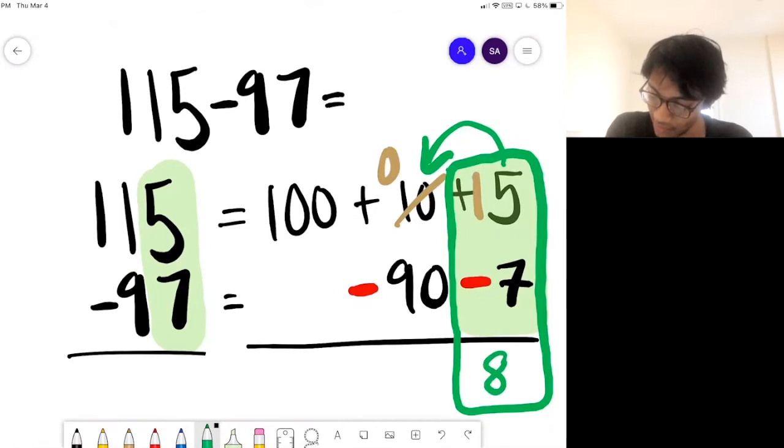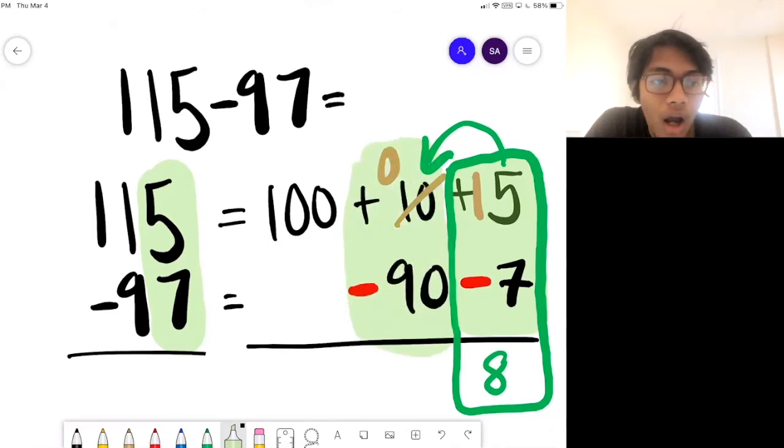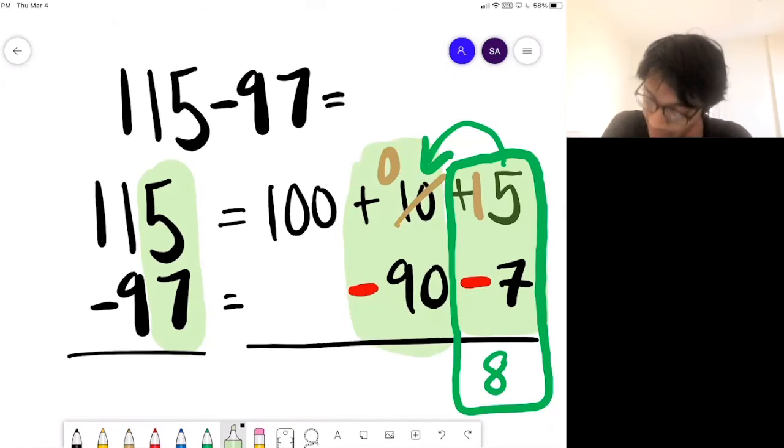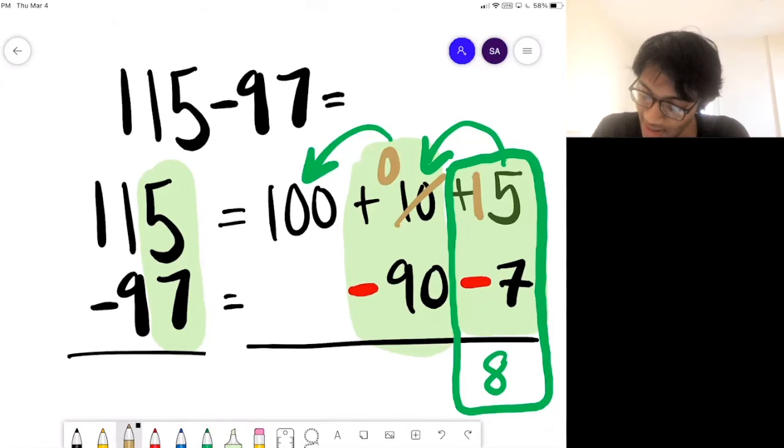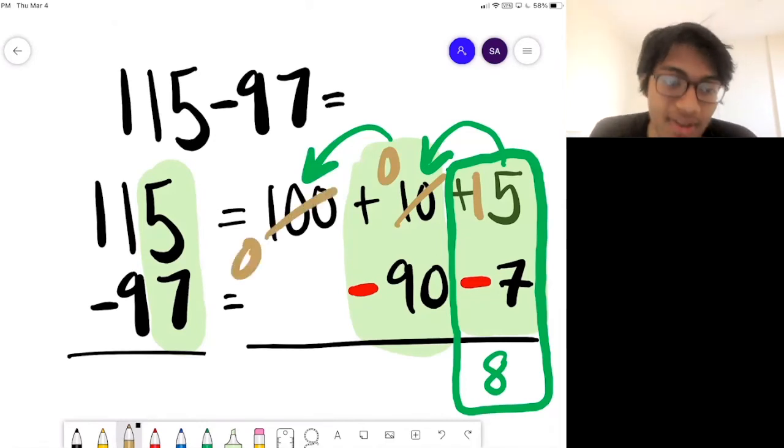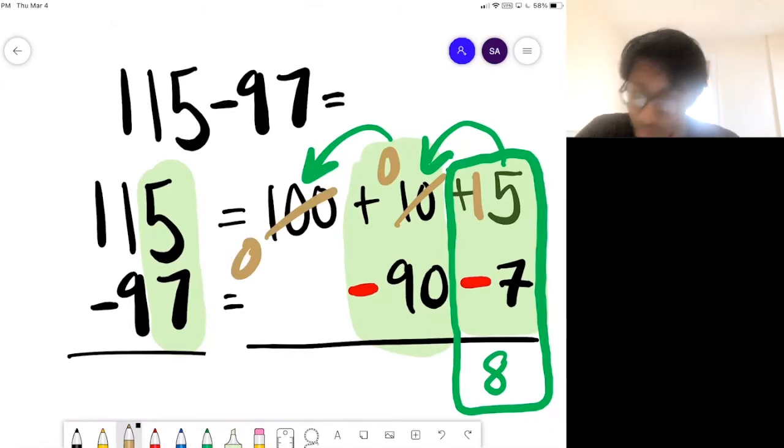Okay, now in my next column, I have 0 minus 90. Well, now I gotta ask my rich neighbor again. Who's zero's rich neighbor? It's 100. So zero is going to ask his neighbor. 100 is going to be very nice. He's going to say, you have all my money. Take my money. 100 is going to go down to zero, and this zero here is going to become 100 because it gets that 100.